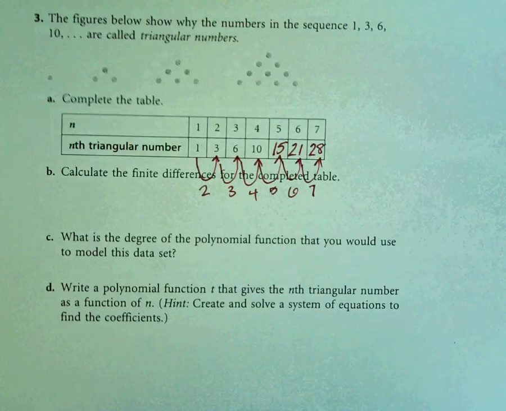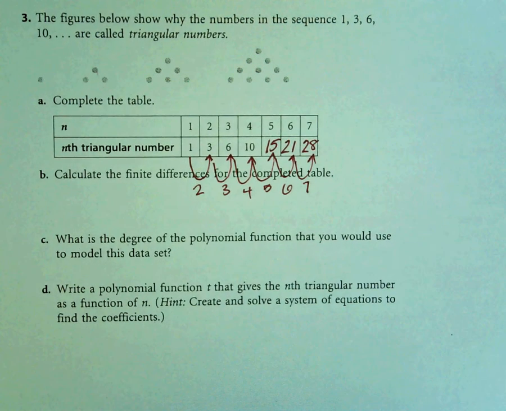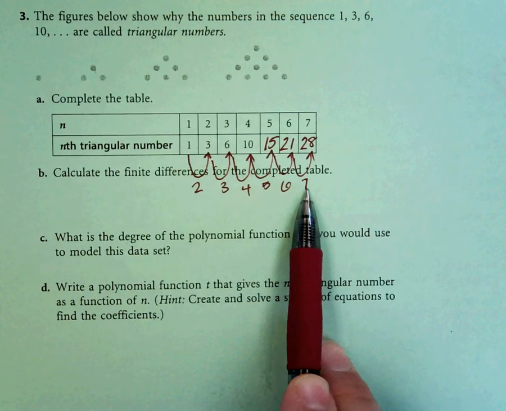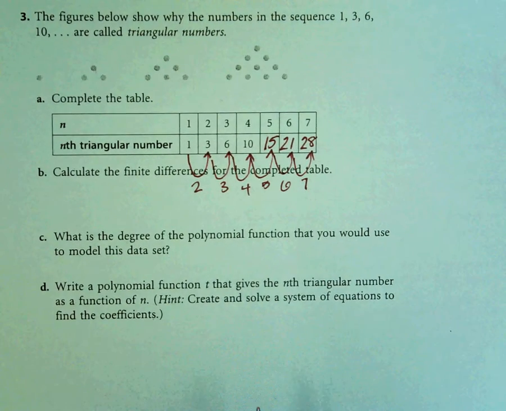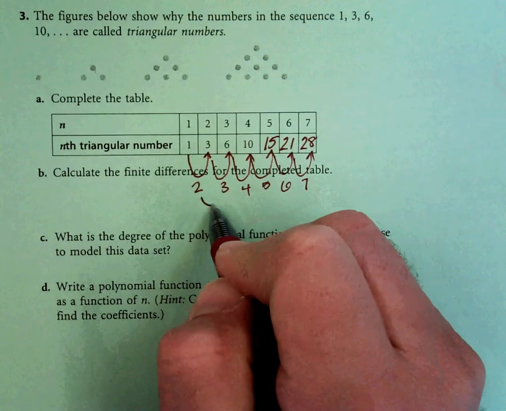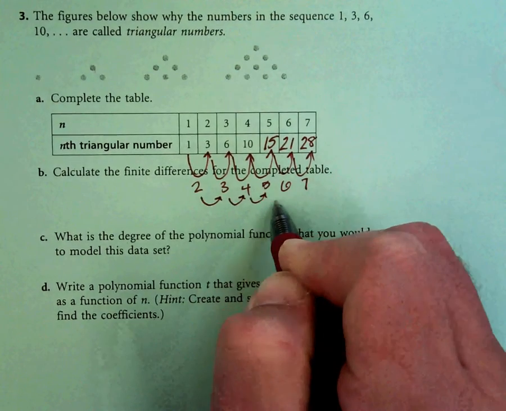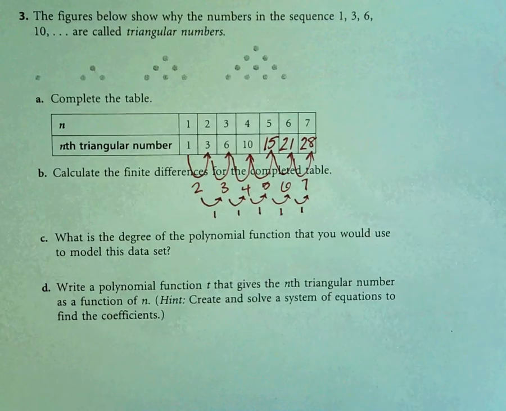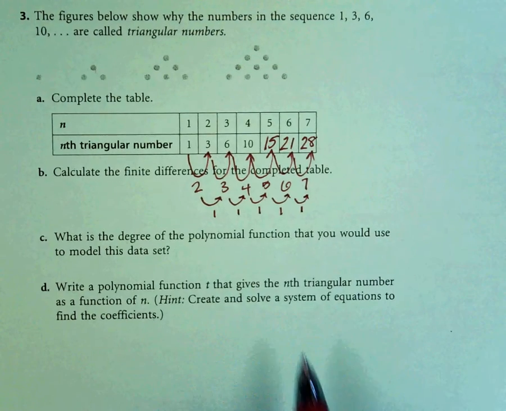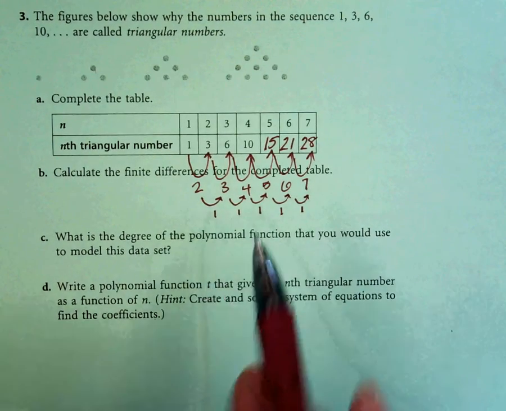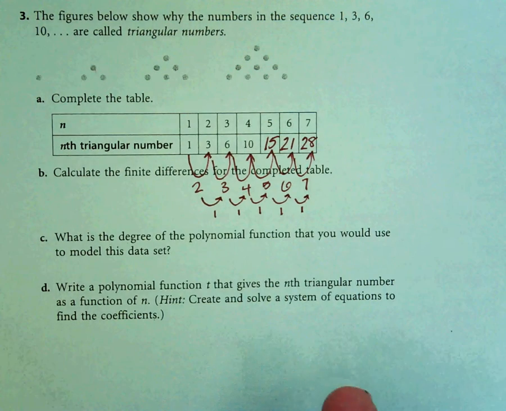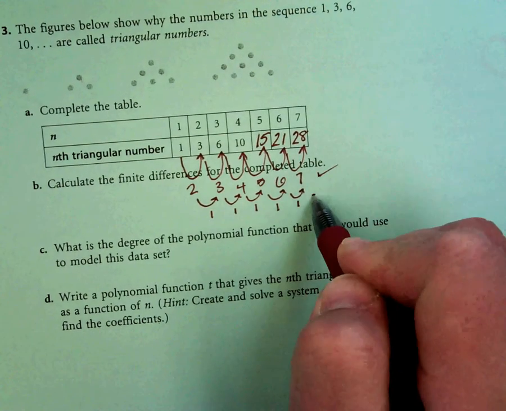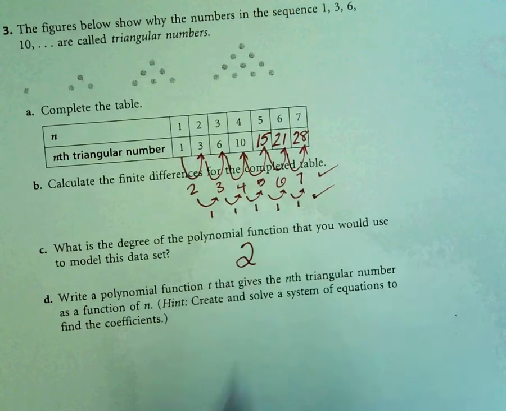So the first question is, when you look at the first level of differences, are those numbers the same? No. So it's definitely not a polynomial of degree 1. It's higher than that. You look at the difference of those differences. What do they keep changing by? 1. Once you get to a consistent difference, you've found the degree of the polynomial. It's not the number it's changing by. It's how many levels it took to get to the common difference. And that took 2 levels. 1, 2. So we know the degree would be 2.